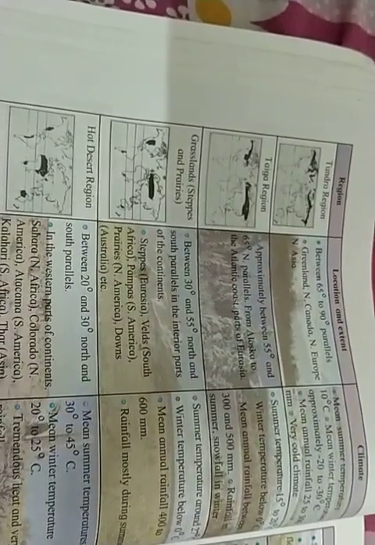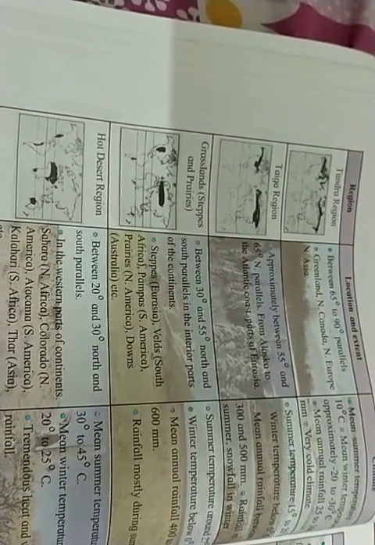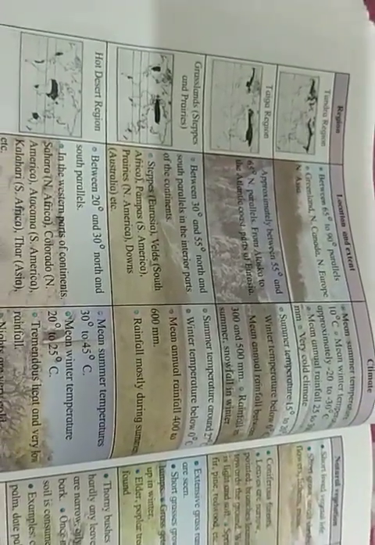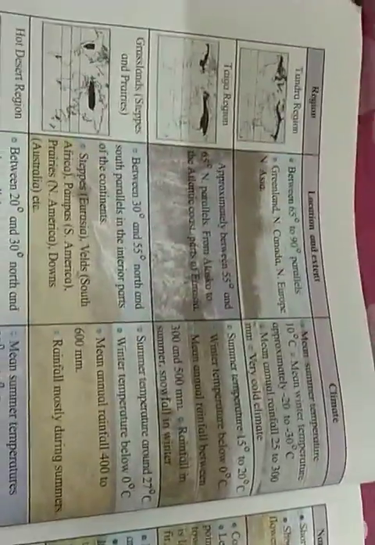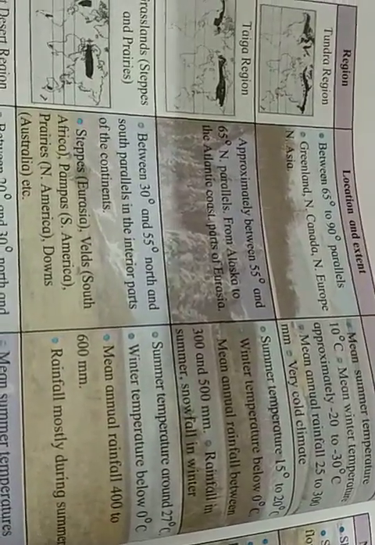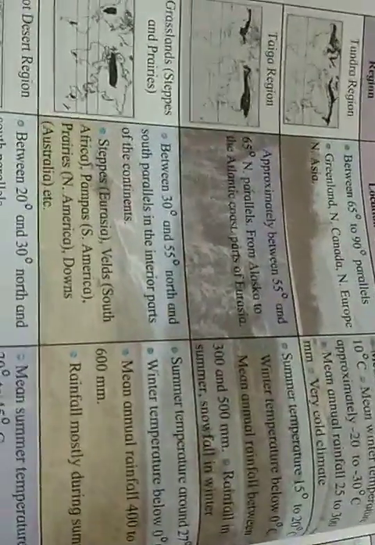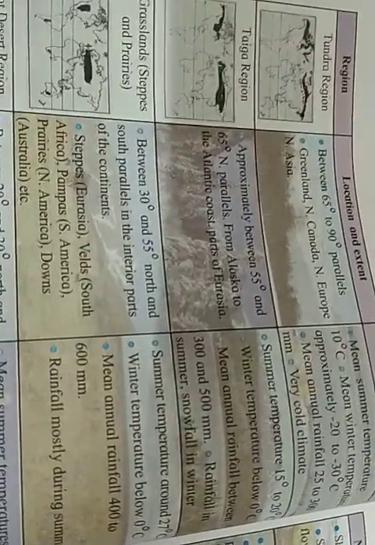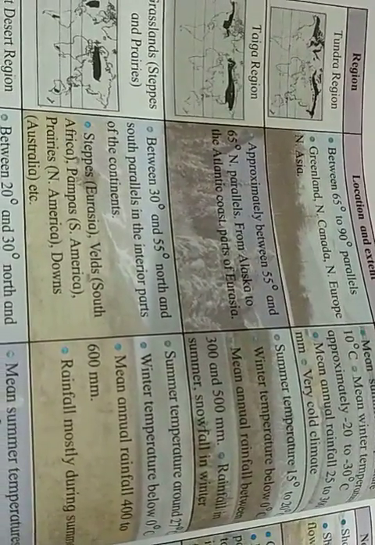Here is the first region, that is tundra region, between 65 degree to 90 degree parallels. North Canada, North Europe and North Asia are covered by this region. Then second is what? Climate. So here it is, mean summer temperature 10 degrees Celsius, mean winter temperature approximately minus 20 to minus 30 degrees Celsius. Mean annual rainfall 25 to 30 centimeters, very cold climate.